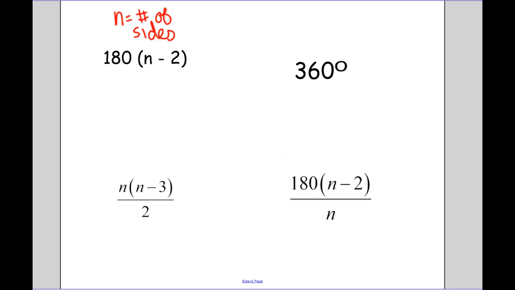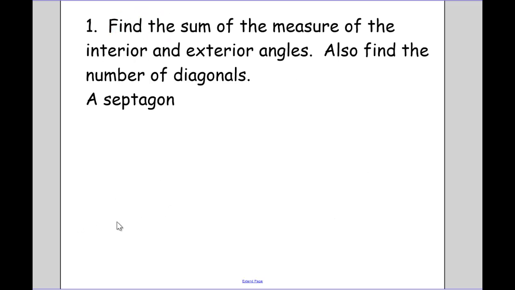Okay, so let's go through some examples and see how we're going to use these formulas. Okay, first example. Find the sum of the measures of the interior angles. Also find the number of diagonals of a septagon. Now a septagon, you need to know what that word means. That means a 7-sided figure. And that's why I needed you guys to write down that chart. So n equals 7.